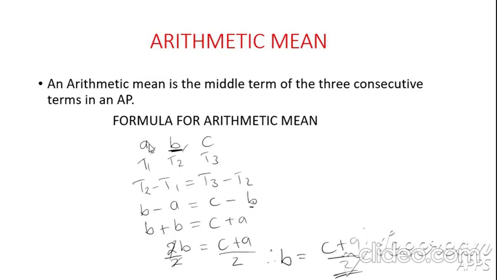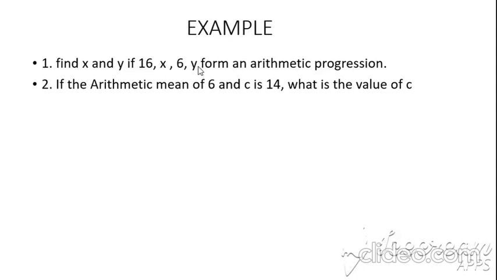So that's the formula we use, where this B is the arithmetic mean. So I'm sure you are clear on this one. Now let's do an example so that you can understand fully. Now that I've showed you the formula, let me show you how to apply the same formula on this example. So the question is saying find x and y if 16, x, 6, y form an arithmetic progression. So how can we solve this question?